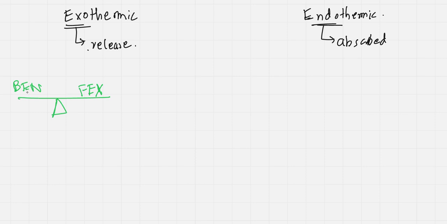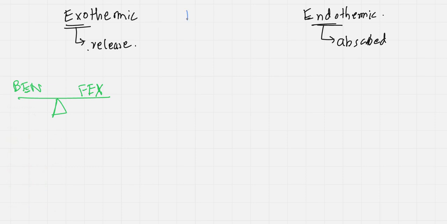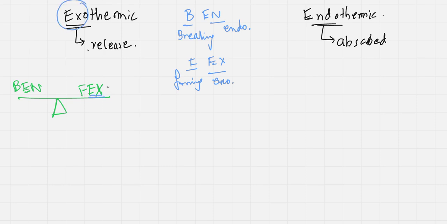Now look, this keyword over here, Ben-Fex, what does it mean? Let's revise it in case you have forgotten. Ben indicates that breaking is an endothermic process, and Fex says that forming is an exothermic process. Now over here, if we are saying it's exothermic, obviously that means the exothermic process is happening way more as compared to the endothermic process.